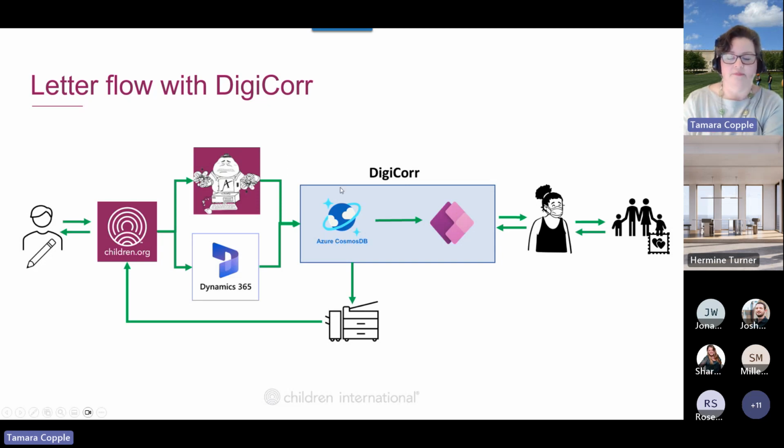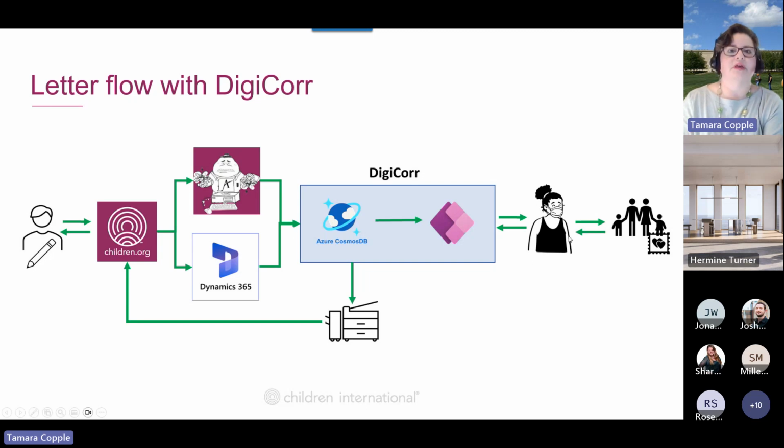But either way, an overnight batch job does a REST call to an Azure function to load Cosmos DB with the very latest information, all of the letter requests and so on and so forth. And the next day, field staff can go into DigiCorr and see what new letters arrived, what new letter requests arrived overnight, what information might have changed.